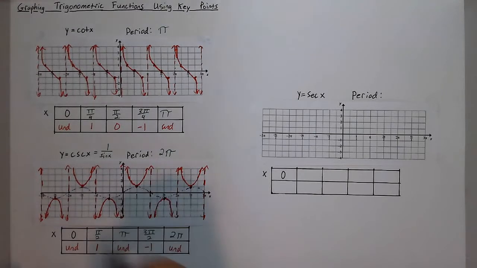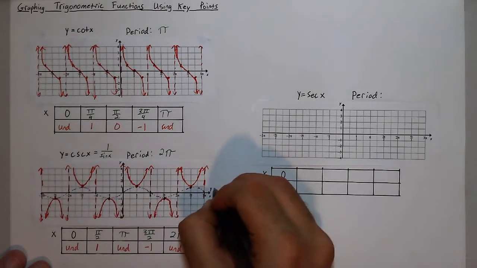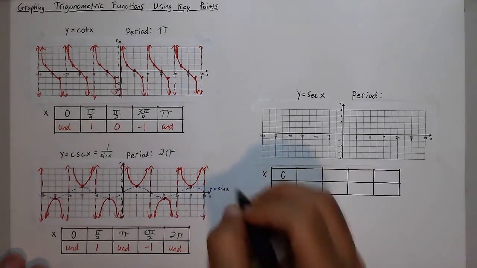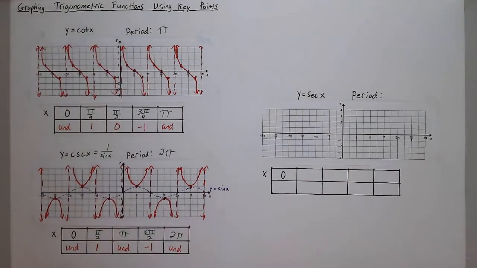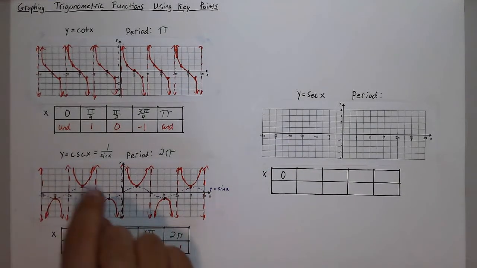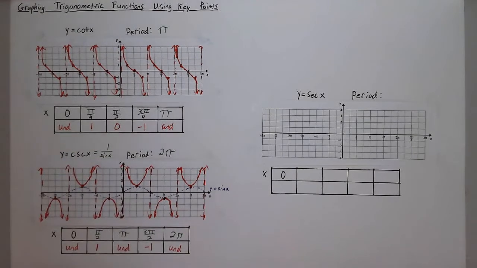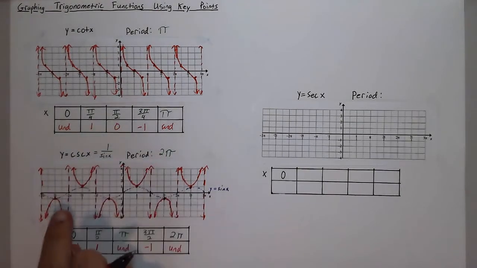And again, the little dashed line there is sine of x, but it shouldn't be the focus of that graph. So if you're ever going to use that method of drawing sine of x to help guide cosecant, I would definitely make it a dashed and very light line so it doesn't distract you from what the graph should look like.